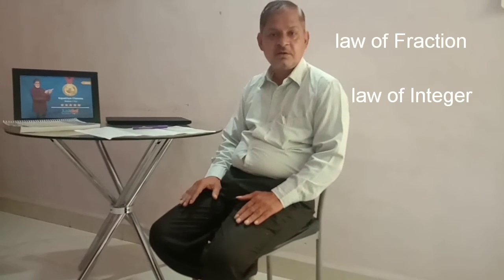Basically, for operating on rational numbers, you have to get clarity on two topics, that is, the law of fractions and the law of integers. Because to solve rational numbers, if the two topics of fractions and integers are clear, then there will be no difficulty in solving or understanding the operations on rational numbers. So we'll soon show you how to solve the operations on rational numbers.